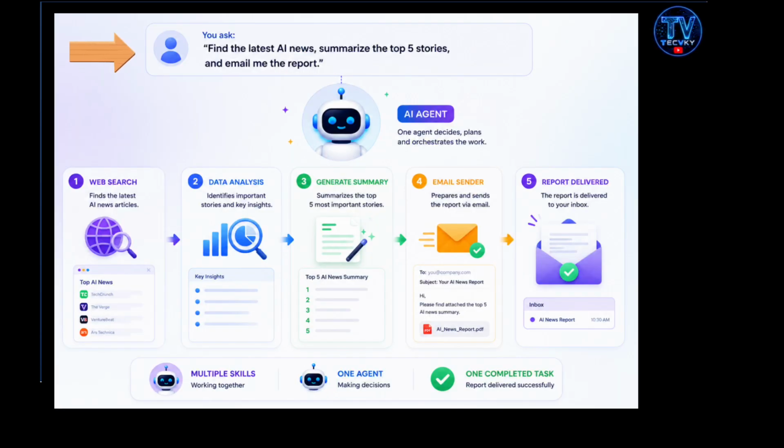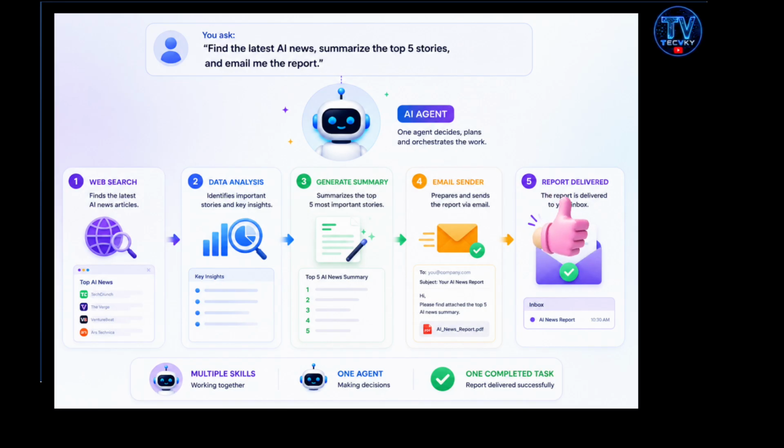Imagine if you ask, find the latest AI news, summarize the top 5 stories and email me the report. The AI agent would use web search to find news articles. Okay, one skill used. Use data analysis to identify important stories. Another skill used. Generate a summary. Okay, another skill used. Use email sender to deliver the report. So then another skill used here. So multiple skills, one agent, one completed task.